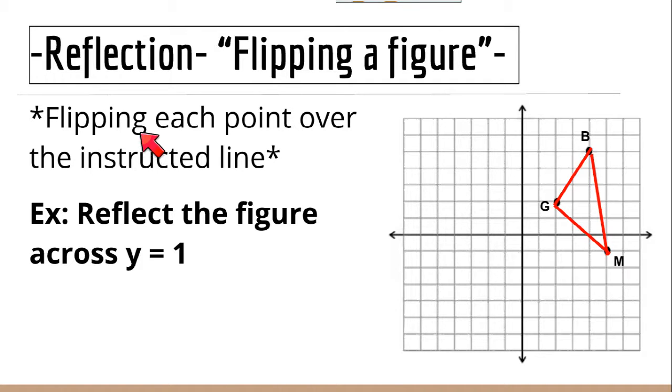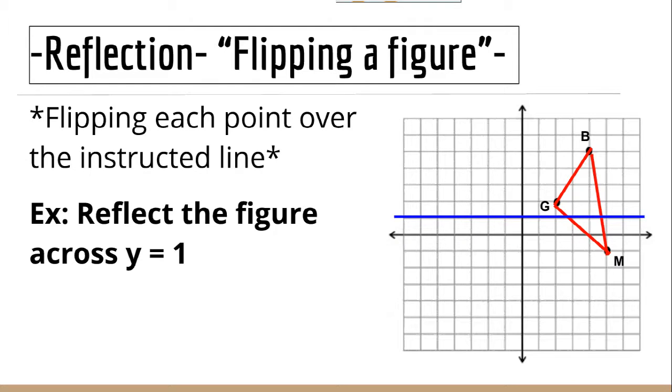So when we reflect, we're just flipping each point over the instructed line. A lot of times it'll say over the axis, but in this case it says to reflect across y equals 1. So if you remember, we did this earlier this year. You find on the y-axis where 1 is, which is where my arrow points, and that's going to give us a horizontal line that we're going to reflect across. So y equals 1 would be this blue line, and then you're just counting every line from there.